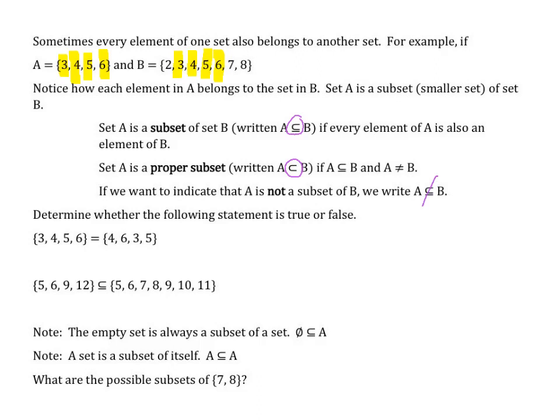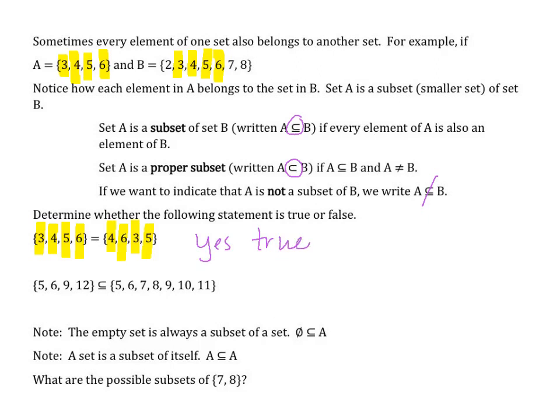So let's determine whether the following statement is true or false. Is the set {3, 4, 5, 6} equal to the set {4, 6, 3, 5}? So notice on the left they're written in numerical order, but on the right they're not. But they do have the same elements in those sets. So 3 and 3, 4 and 4, 5 and 5, 6 and 6. So yes, this statement is true.